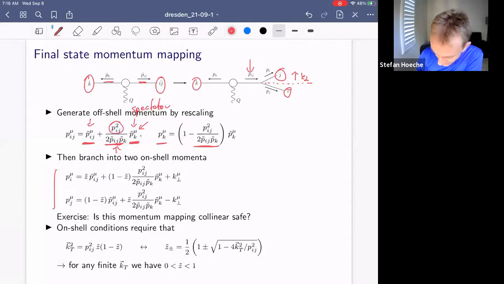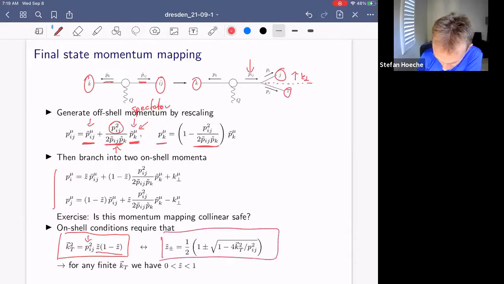Okay, so I already said that the on-shell conditions require that in this particular momentum mapping, we have this relation fulfilled. The transverse momentum is equal to the invariant mass, or rather the virtuality of the intermediate particle, which is this guy, times z times 1 minus z. So if I solve this equation for z, I obtain these solutions.